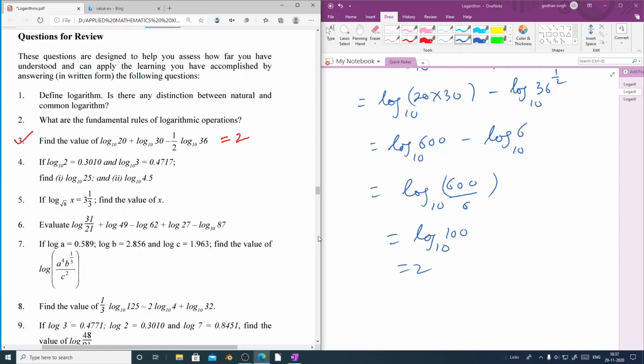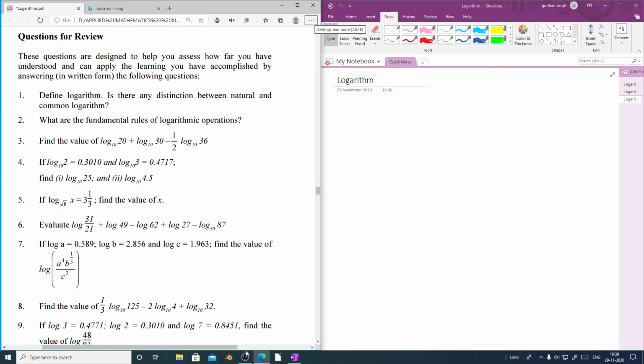Now in the same way, let us go to the next one, that is question number 4. If log 2 with base 10 is equal to 0.3010 and log 3 with base 10 is equal to 0.4717, find the value of log 25 with base 10 and log 4.5 with base 10. So solving question number 4.